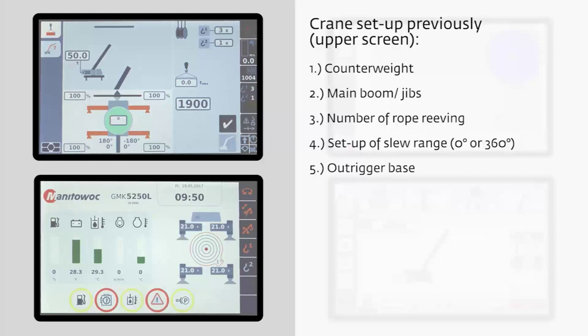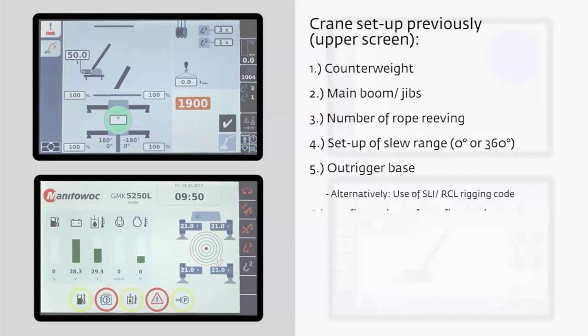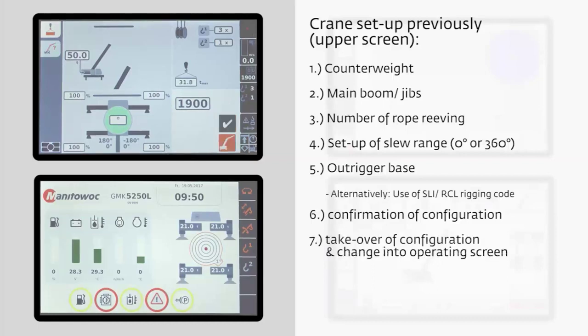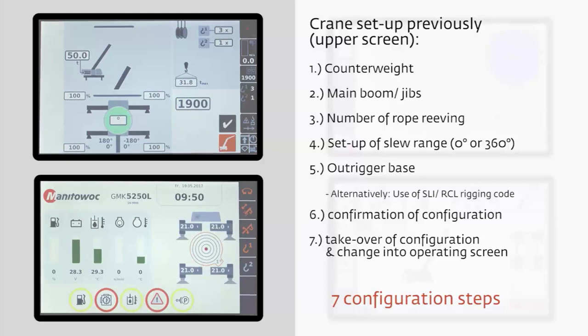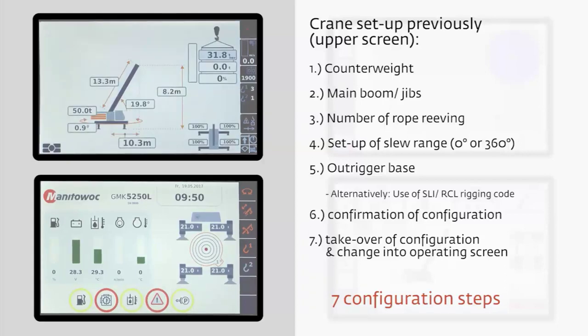Outrigger spread selection, and we have the option to set up the crane by the RCL rigging code. Selecting the confirmation checkmark confirms the crane setup selections. Selecting the crane icon below the checkmark displays the confirmed crane setup on the upper RCL display during crane operation.